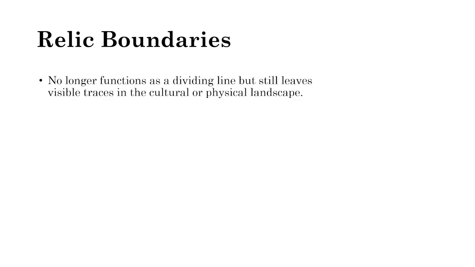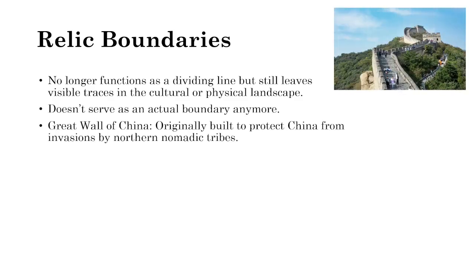Now we have relic boundaries. These no longer function as a dividing line. There are boundaries that don't work anymore, but they're still present in the cultural or physical landscape, but they don't serve as an actual boundary anymore. The Great Wall of China is a great example because it was originally built to protect China from nomadic tribes that would invade the country, but they don't have to worry about that anymore. So the Great Wall of China is just there for tourism.